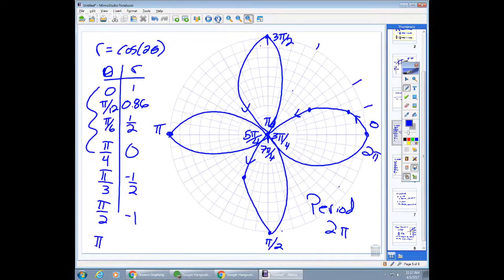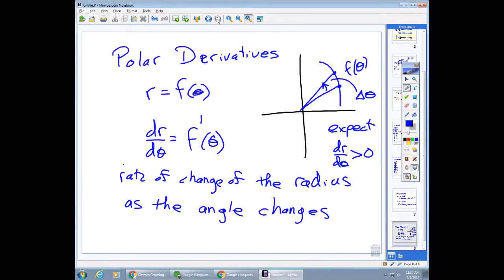In rectangular coordinates, what did the derivative tell us? If we took dy dx, what was it? It was rate of change, but it had a physical meaning though. What was the physical meaning in rectangular coordinates? It was the slope of the tangent line. Yeah, this ain't slope of the tangent line. It's just how the radius increases, or decreases, or maybe the radius is fixed. Okay, so if we need to find a tangent on a polar curve, this will not do it.